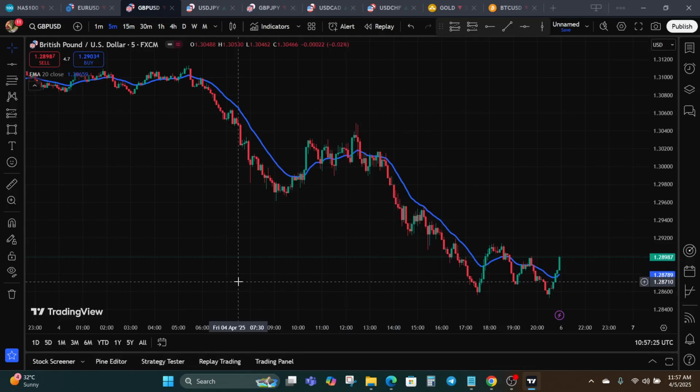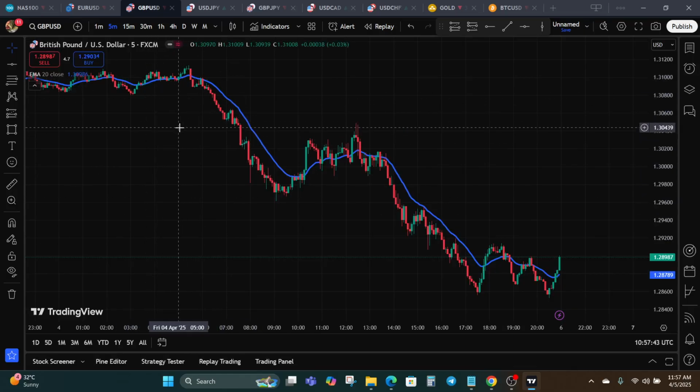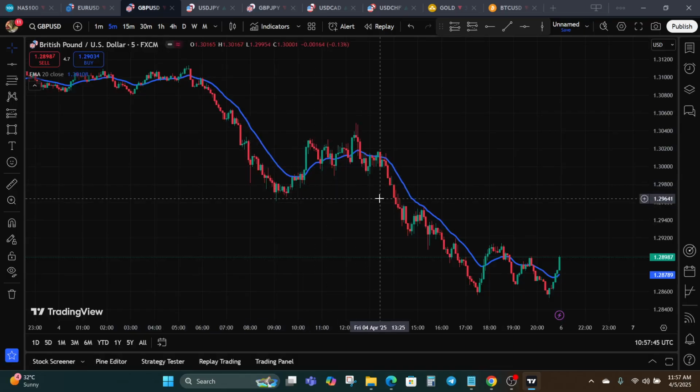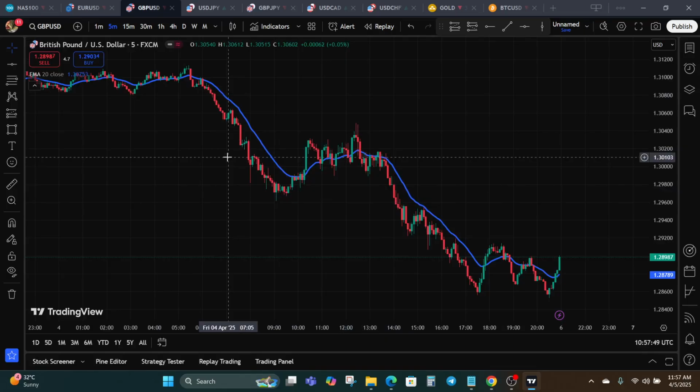Now the main difference is that the EMA gives more weight to recent prices, making it more responsive to price changes, while the SMA treats all prices equally over a specified period. So for the best 5-minute moving average strategy, the EMA is often favored, especially when you are working with short time frames like 5 minutes, as it reacts quicker to recent price movements.